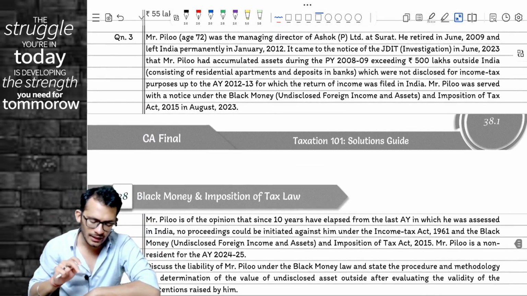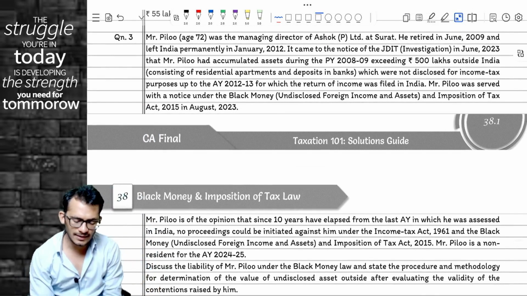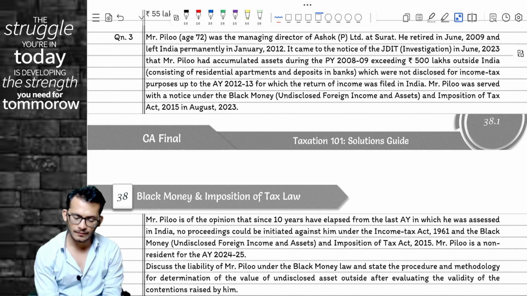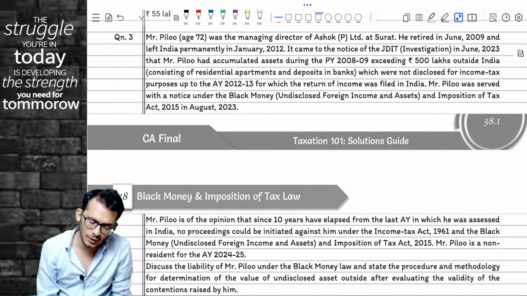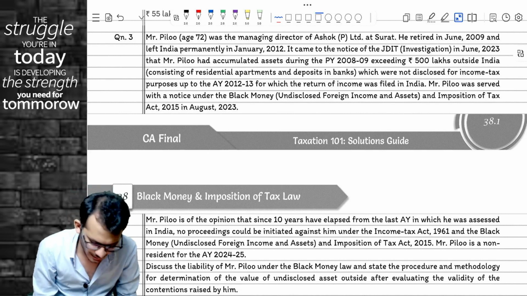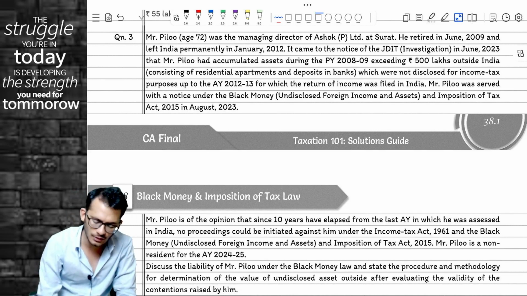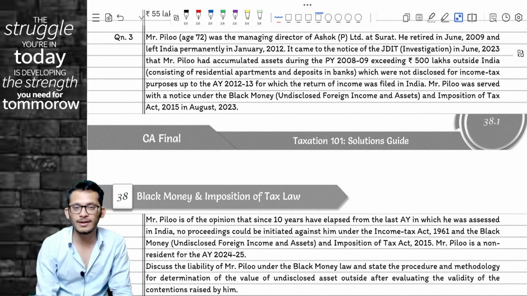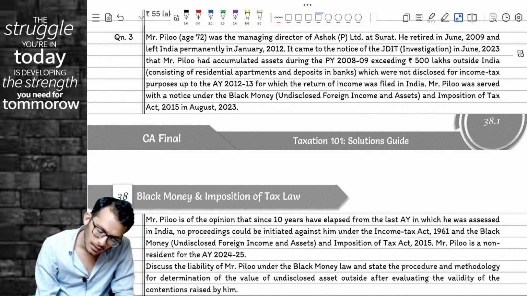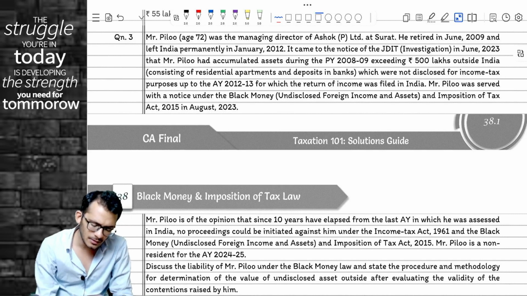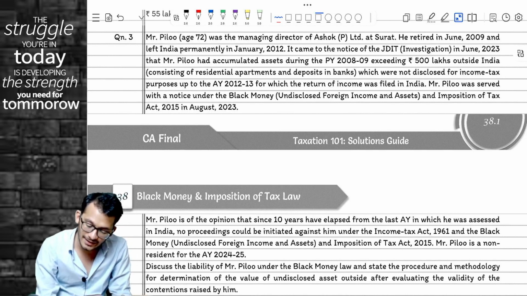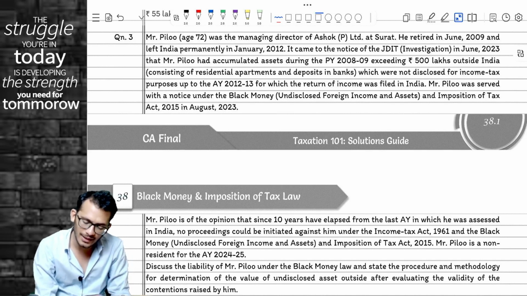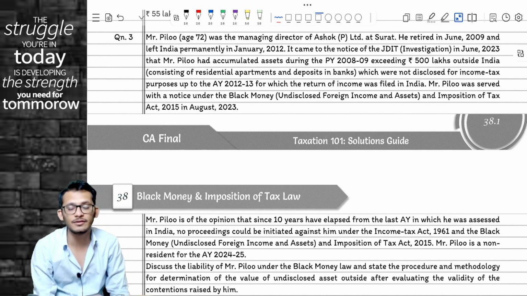Question number 3. Mr. Pillu, aged 72, was the managing director of Ashok Private Limited at Surat. He retired in June 2009 and left India permanently in Jan 2012, which means after Jan 2012, he is a non-resident. It came to the notice of the JDIT investigation in June 2023 that Mr. Pillu had assets accumulated during the previous year 08-09 exceeding 500 lakhs outside India. Now 08-09 was the year in which he was in India because he was retiring that year.